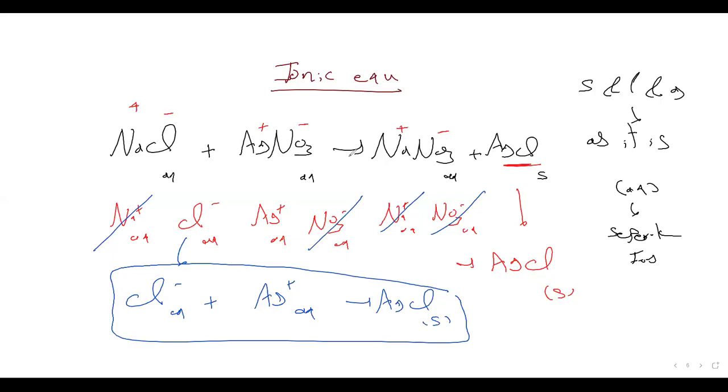NaCl plus AgNO3 gives NaNO3 plus AgCl. AgCl as a solid stays as it is. Positive, negative, positive, negative, positive, negative. Repeated ions: Na positive, Na positive; NO3 negative, NO3 negative cancel. So Ag positive with Cl negative, aqueous, forms AgCl as a solid.